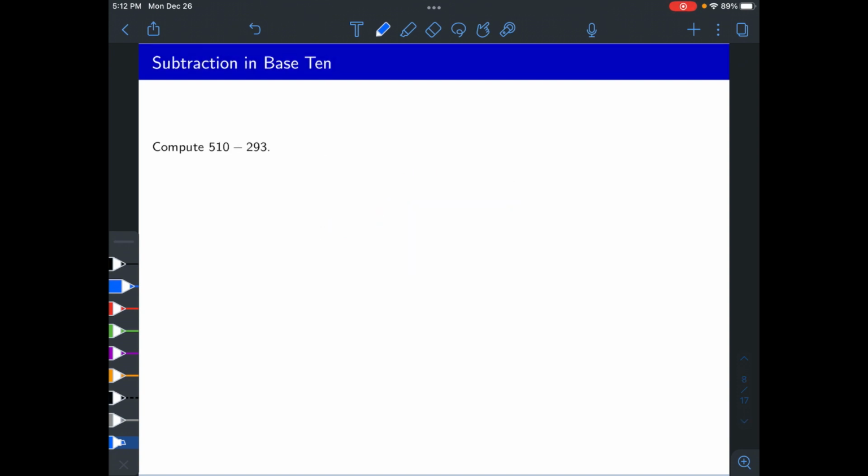Cool. Let's move on to subtraction. So in base 10, what would this subtraction problem look like? There's a ton of different ways that you could think about subtraction. I'm just going to talk about it in the standard algorithm that we usually discuss. Okay.